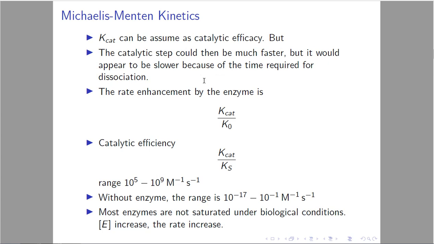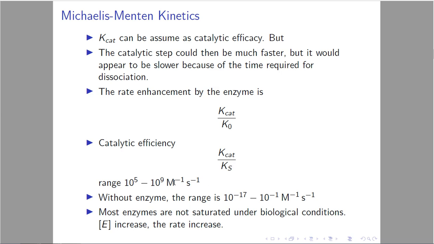Okay, the rate of enhancement by the enzyme is equal to k_cat over k_0. This one is using the enzyme, and this one is the rate where there is no enzyme, or we do not use the enzyme. So we can see how the enzyme enhances the reaction. And the catalytic efficiency is k_cat over K_s. So which one is much faster? k_cat, the production of P, the product, or the reproduction of E and S?